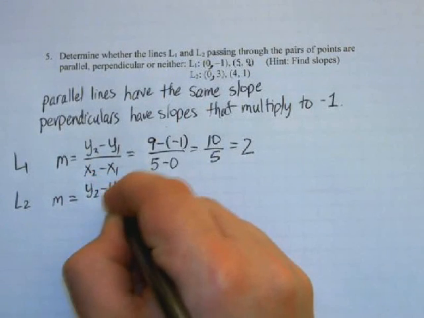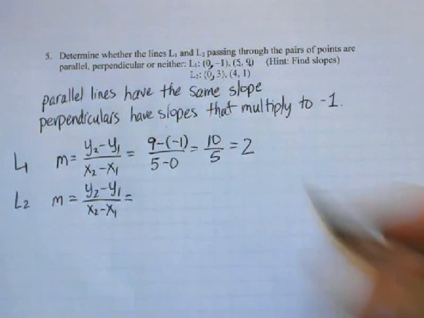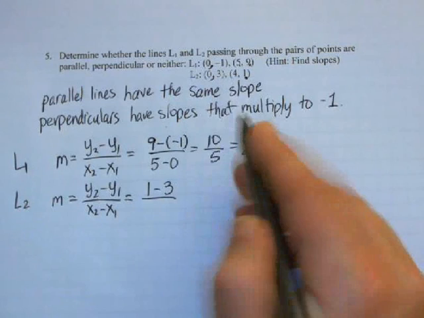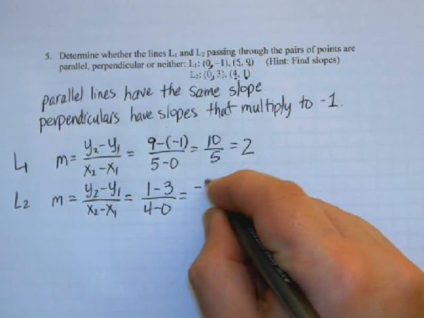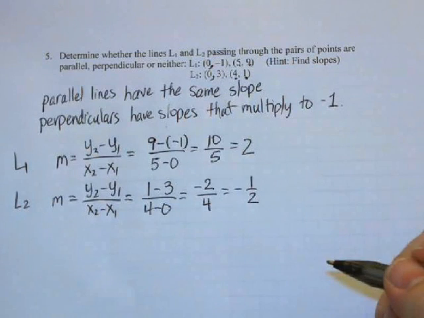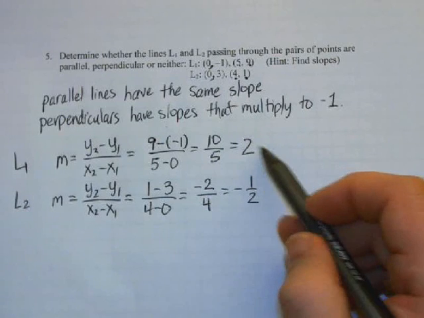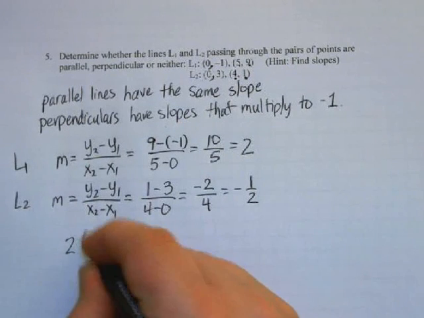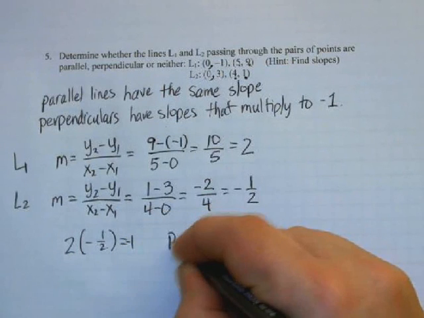We'll then do the same thing for L2. y2 minus y1, x2 minus x1. And we get a slope of negative 1/2. So it's obvious to see that they're not the same slope, so these two lines aren't parallel. Do they multiply to negative 1? 2 times negative 1/2 is negative 1. So these are perpendicular lines.